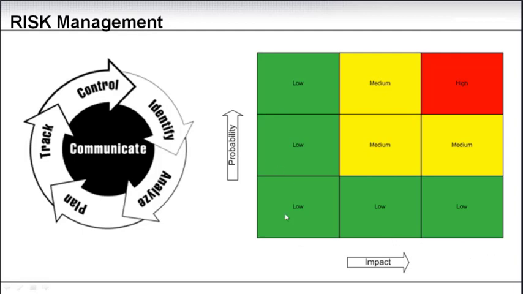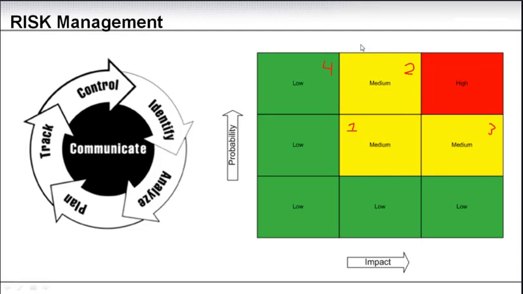You will multiply the two together and then you plot in your risk. So you might have risk number 1 here, you might have risk number 2 up here, and so on. Risk number 4 you can't see, but it's a low one. So this is the risk picture.